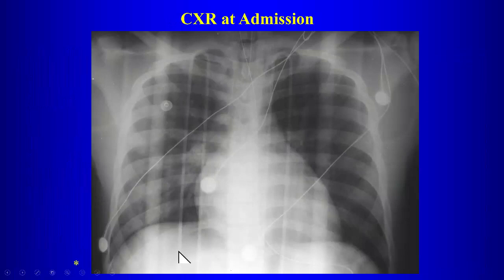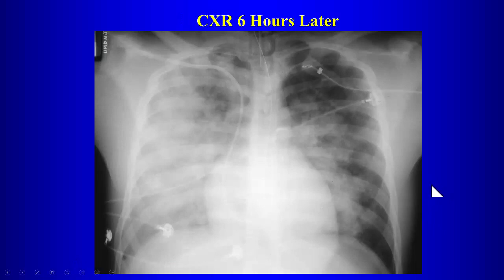So if I show you this chest radiograph on admission, the lungs look pretty clear, and then six hours later, the lungs look like this. So the findings six hours later are diffuse bilateral airspace disease. What could that represent? Pulmonary edema. Right, so pulmonary edema. And when we're talking about pulmonary edema, how do we discuss it?